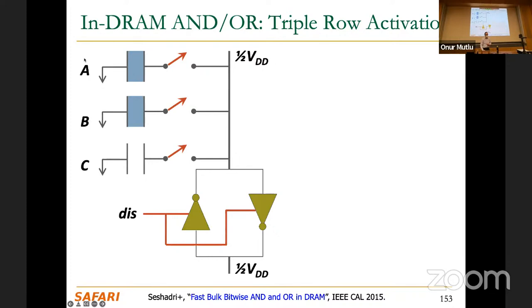So this is in DRAM, and in OR, or in DRAM majority, I should say. If you look at DRAM, this is a bit line. These are three word lines. The idea is to concurrently activate three word lines at the same time. Assume that each word line is, let's say, 8 kilobytes or 4 kilobytes, whatever it is. So you're doing this operation on a row at a time. So it's a block bitwise AND and OR operation.